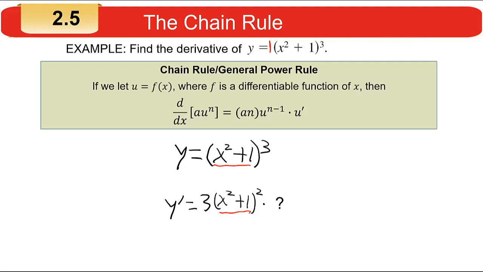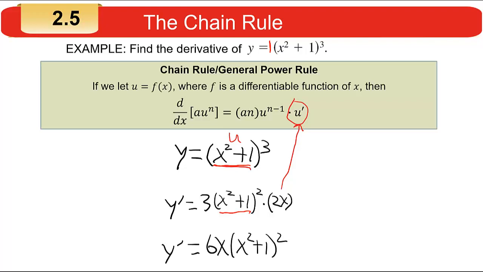But you're missing a factor, and that factor is the derivative of the base, which we're calling u here. So you've got to take the derivative of x squared plus 1, which is 2x. And of course, 3 times 2x is 6x. Simple, once you understand what you have to do. It's just like the power rule, except we've generalized it for the case where the base is more complicated than just x. And it requires that you multiply by the derivative of the original base.